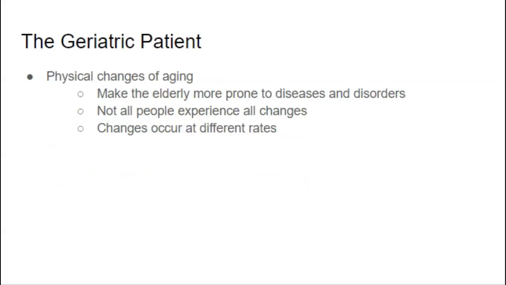When we look at the physical changes that go along with aging, because of these changes, it may make the elderly a little more prone to disease and disorders. Obviously this can vary from person to person, depending on how well they have taken care of themselves through the years. Their diet, exercise levels, smoking, and alcohol can all affect later life. The other thing that can play a part is genetics.